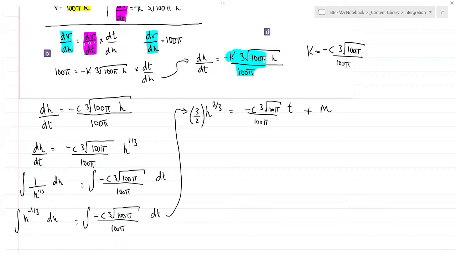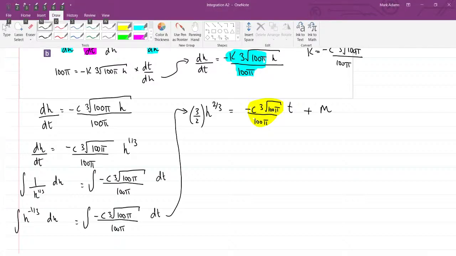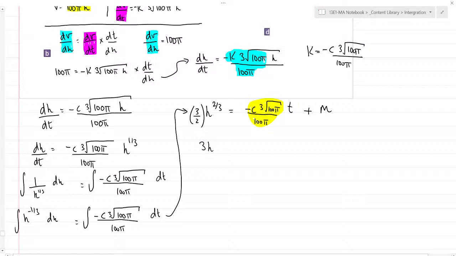Now, because just following what we've done here, all of this here is just a constant, okay? All of this here is just a constant. So we don't actually need to write it all like that. We can just write it like a constant, okay? So actually, let's write that as a constant. Let's write the m as a constant. And let's write all of this like this. So 3h to the 2 over 3 all over 2 is equal to some constant times by t.